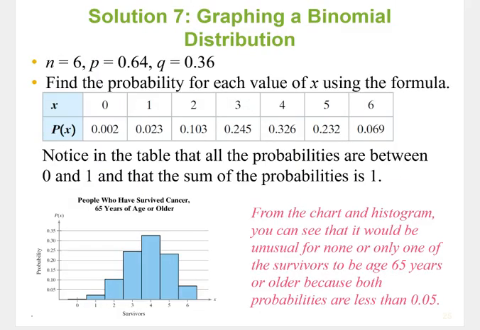All right, so this is what you should end up with at the end when you've done the formula all 7 times. So those are the probabilities. Notice it does add up to 1. And it should add up to 1 because we have covered all the possible successes, right? 0 through 6 successes. So those probabilities should add up to 100%.